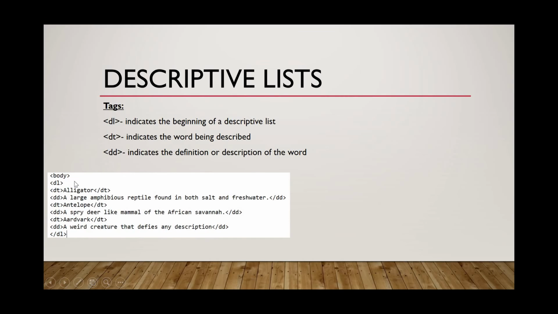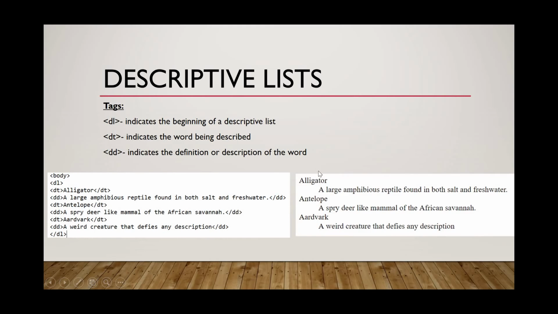So, if we look at an example, you can see DL, we're going to be describing the alligator, that's the term, and then DD is the description, right? And then antelope is a second term, and then the description of our second term is indicated by DD, and then we have a third term and a third description, followed by a closing tag. If you look, that's kind of nice. It's got the word, and then on a separate line, it's got the description, and it's tabbed over to indicate that it is being described, which is kind of nice. So you can see we have all three here.